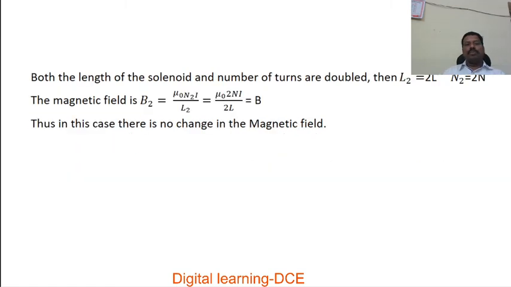Solution for the second: both the length of the solenoid and the number of turns are doubled. Then L2 equals 2L and N2 equals 2N. The magnetic field B2 is equal to mu naught N2 I divided by L2, that is mu naught 2N I by 2L, that is equal to B. Thus, in this case, there is no change in the magnetic field. The initial and final magnetic fields remain the same if we double the number of turns and simultaneously double the length to 2L. In that case, there is no change in the magnitude of the magnetic field.